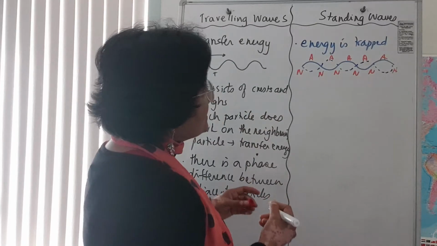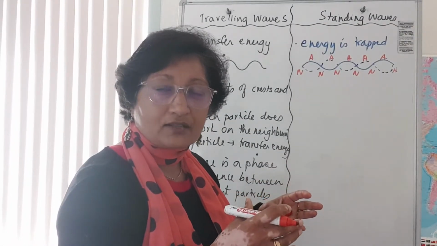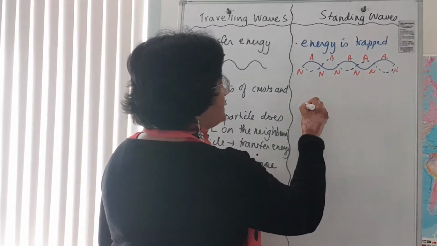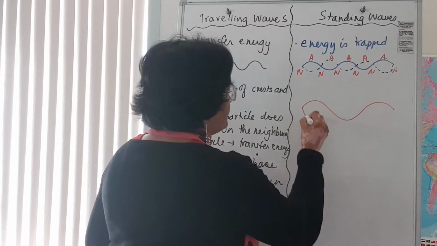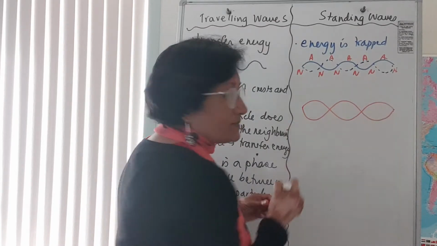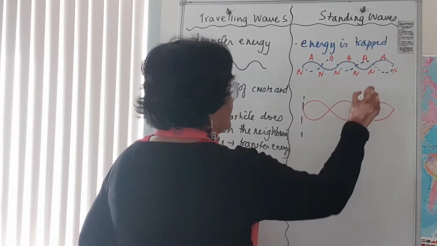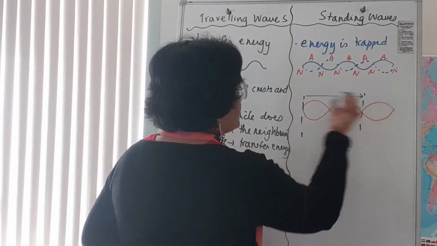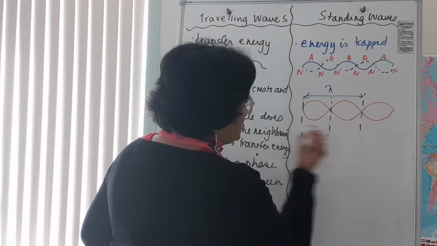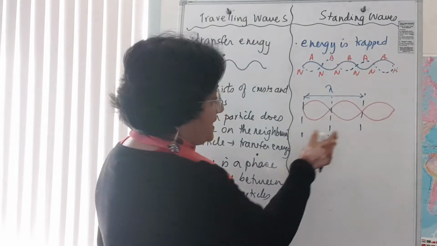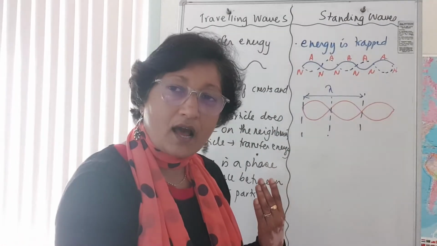Now in a standing wave, unlike a traveling wave, because all the energy is trapped in the wave, all the particles in one half of the wave are in phase. What do we mean by one half of the wave? This is one wavelength, a crest and a trough. So from here to here is one half of a wave. So that's one half, two halves, that's a whole wavelength. What I've drawn here is 1.5 wavelengths.